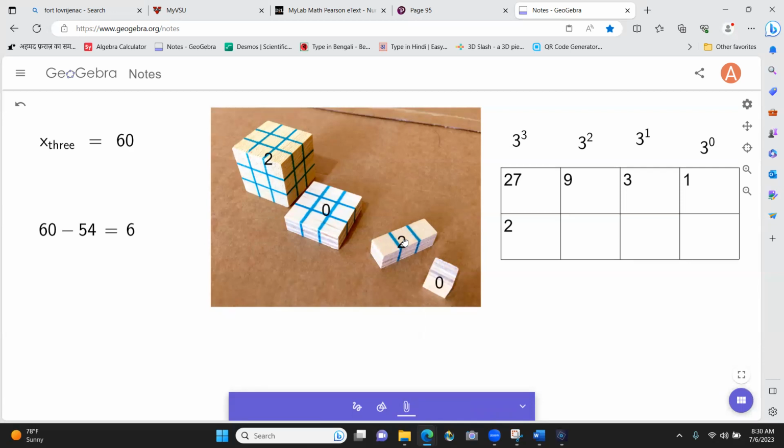Let's go back and double check. 27 times 2 is 54, and 3 times 2 is 6. And 54 plus 6 is 60. We're good. I don't think we made a mistake. Now, in base 3, it will be written 2, 0, 2, 0.